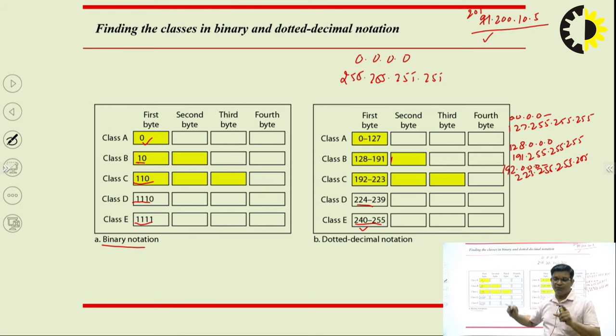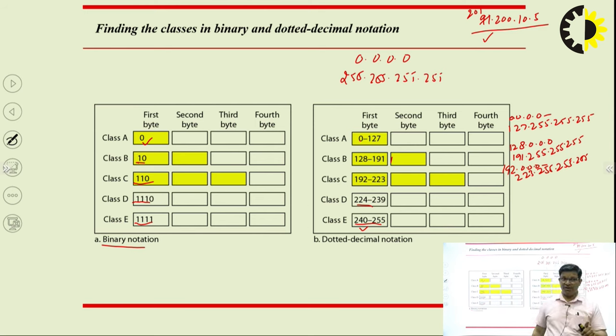10000 or 01, the first digit, we have to check only the first digit. If the first digit is 0, then it is a class A IP address. If the first bit is 1, then you need to check the second bit. If the second bit is 0, then it is class B. If the second bit is 1, then you need to check the third digit. If the third digit is 0, then it is class C.